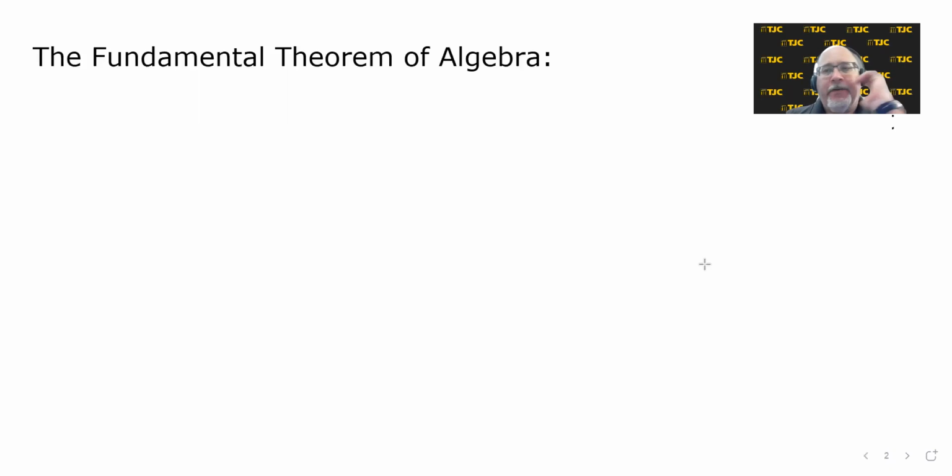Now, the fundamental theorem of algebra actually has about 3 versions. They all say the same thing, essentially. It's hard to tell that at times, but here's the 3 versions that you could run across.